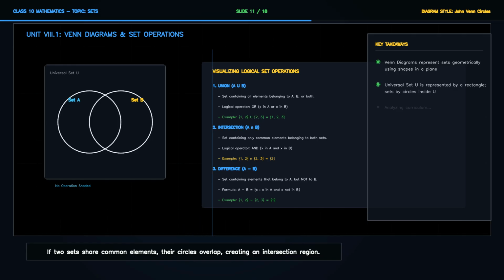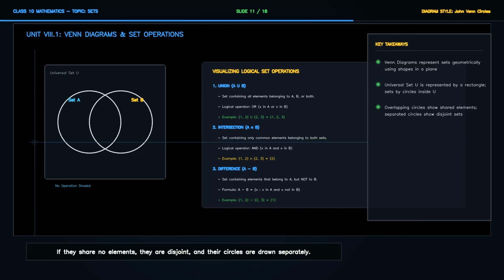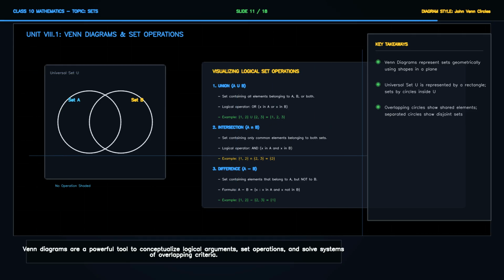If two sets share common elements, their circles overlap, creating an intersection region. If they share no elements, they are disjoint, and their circles are drawn separately. Venn diagrams are a powerful tool to conceptualize logical arguments, set operations, and solve systems of overlapping criteria.